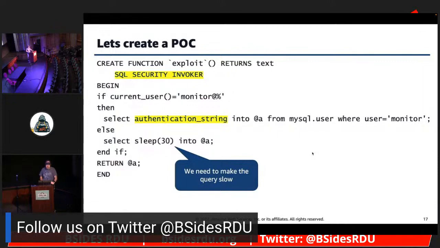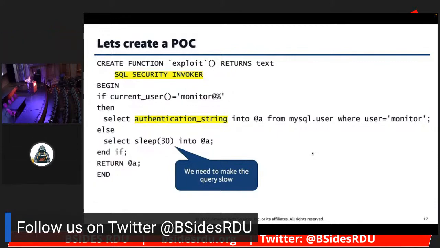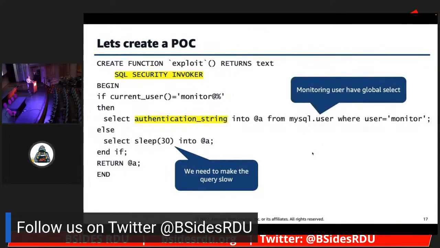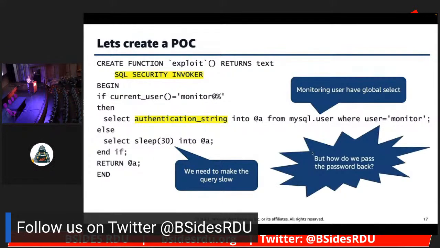What this function will do is check what the current user is, meaning the user that is running it. If it's any user except for the monitor user, it will sleep, because we'll need to generate a slow query. However, if this user is monitor, we will select the authentication string from mysql.user. The monitoring user has global select. So if the monitoring user reruns this query, it will be able to retrieve the password. But the question is, how do we pass the password back?